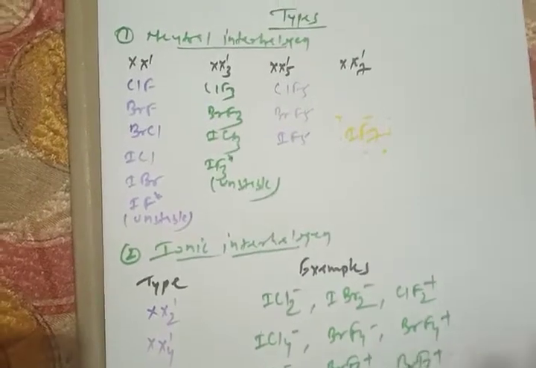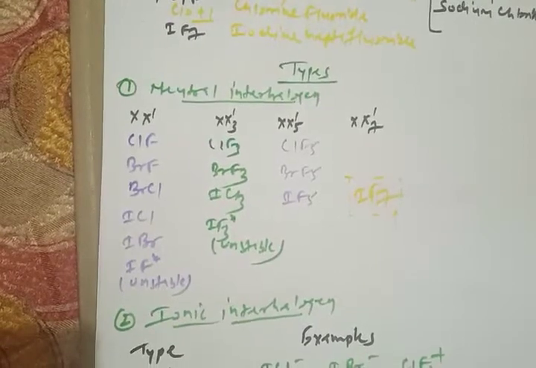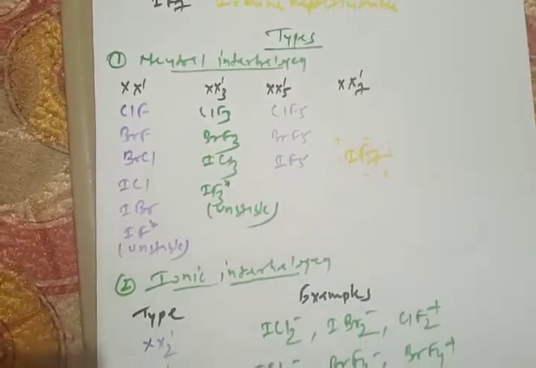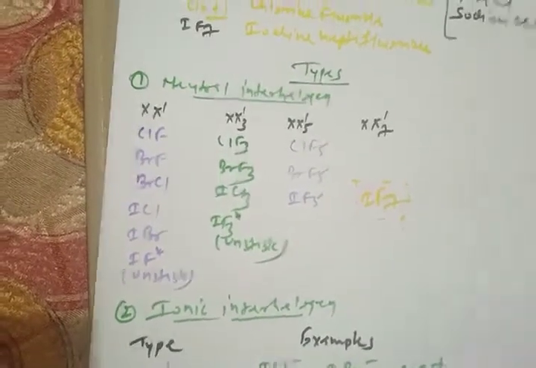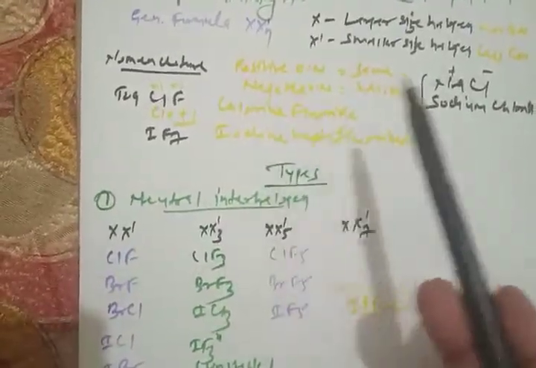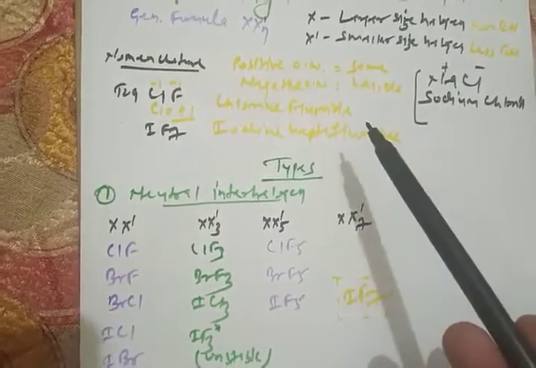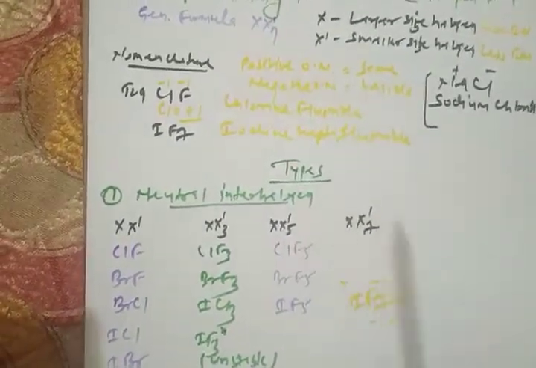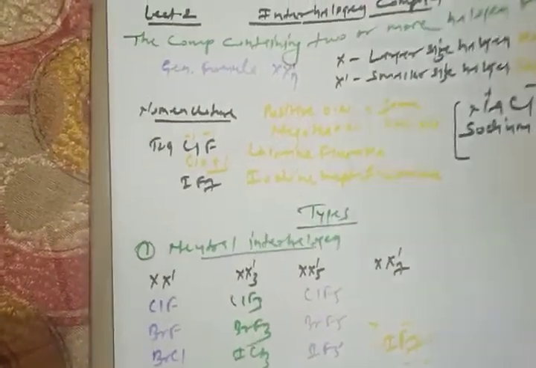So these are the types of interhalogen compounds: neutral interhalogen and ionic interhalogen. It can be both cation or anion. And this nomenclature is based on the IUPAC nomenclature, just like others. The positive one has the same name, and the negative one will be halide. It can be chloride, bromide, or iodide. Okay, and now we will discuss the structure.